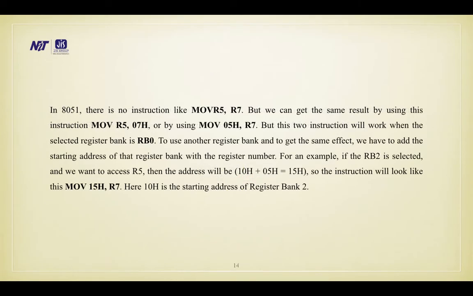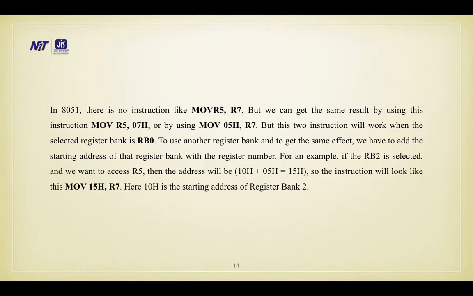In 8051, there is no instruction like MOV R5, R7, but we can get the same result by using the instruction MOV R5, 07H or by using MOV 05H, R7. But these two instructions will work when the selected register bank is RB0. If we use another register bank, to get the same effect, we have to add the starting address of that register bank with the register number.